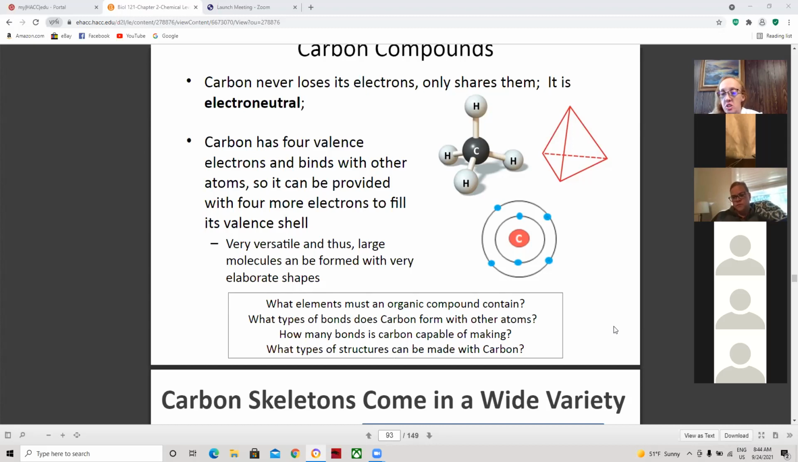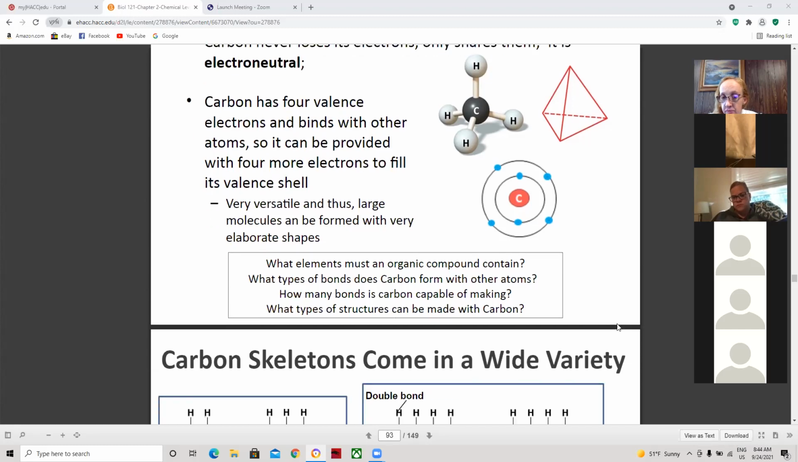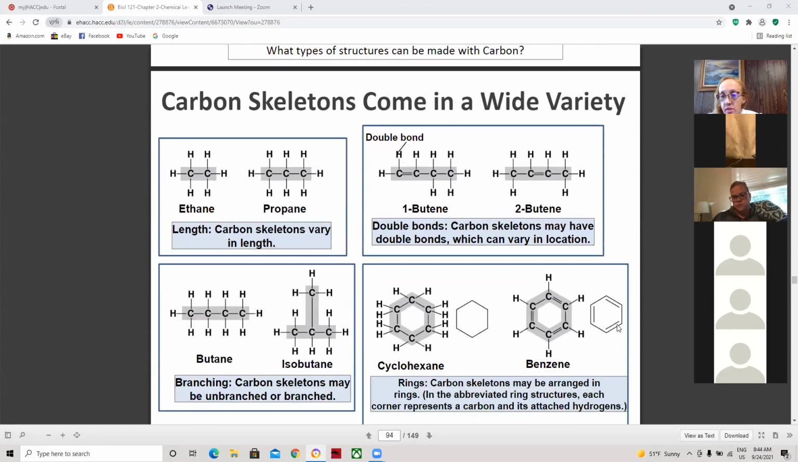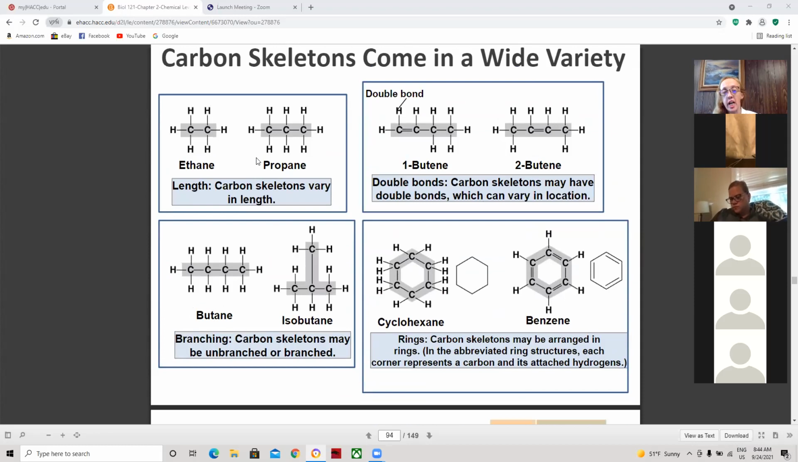What types of structures can be made with carbon? Well, lots of different structures. We can form chains with carbon and hydrogen. We can make double bonds between carbons. We can do branching or unbranched. We can do rings.